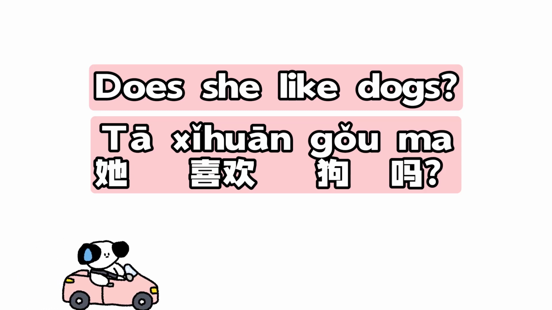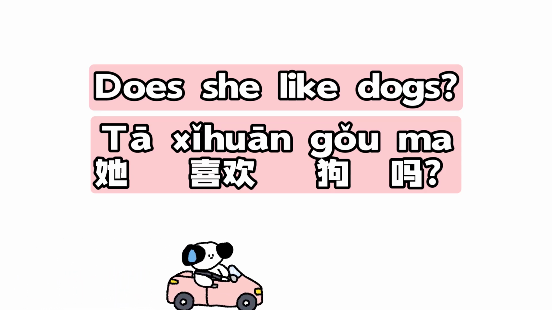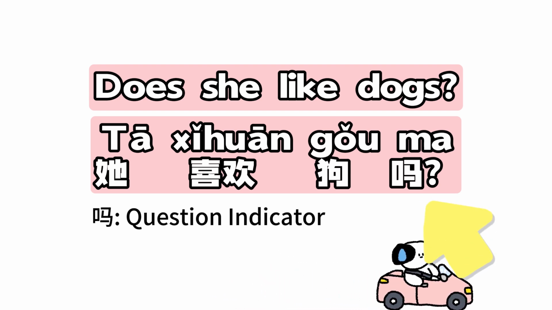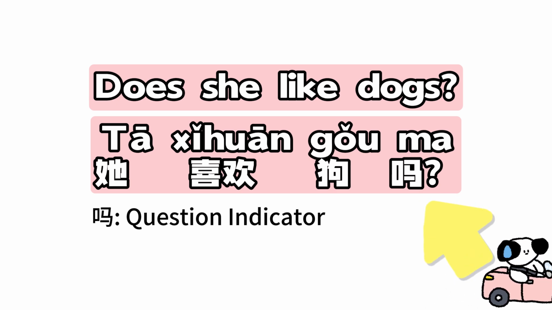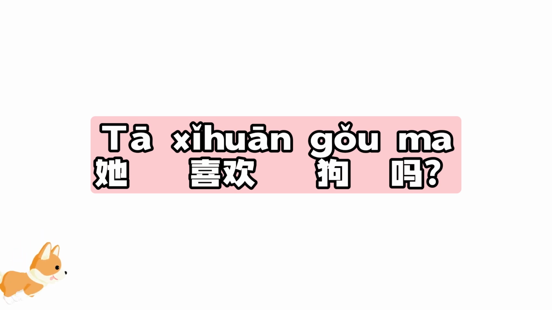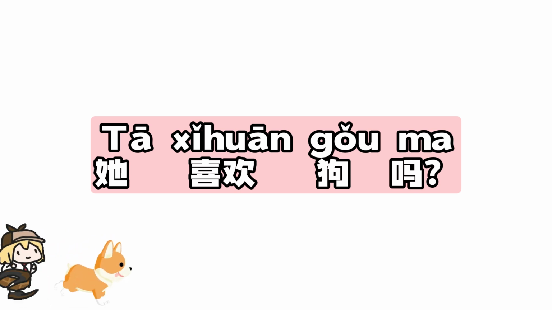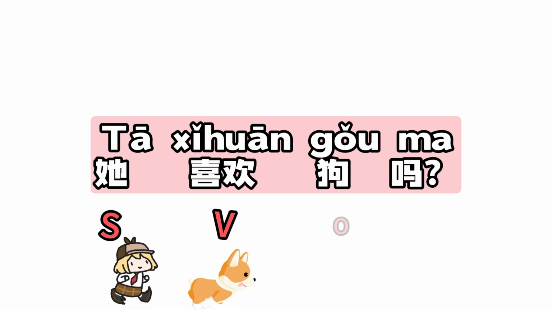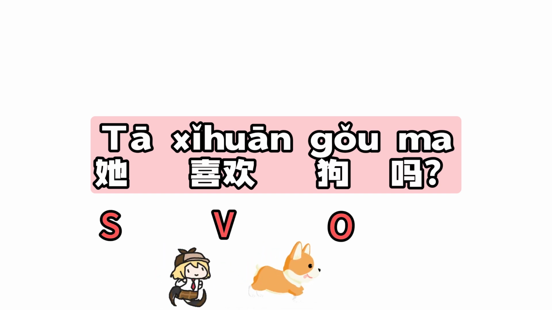Does she like dogs? 她喜欢狗吗? Ma is a magic word. It works as a question indicator, like a question mark, but written in Chinese character. Just add that little ma and boom, it's a question. We can find out for a yes or no question, the structure stays the same. 她喜欢狗吗? The subject 她 comes first, followed by the verb 喜欢, the object 狗, and the question indicator 吗 at the end.